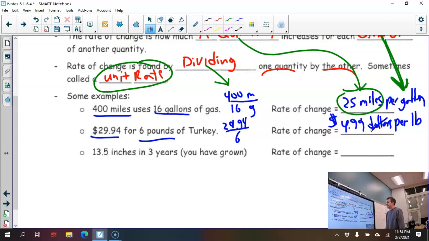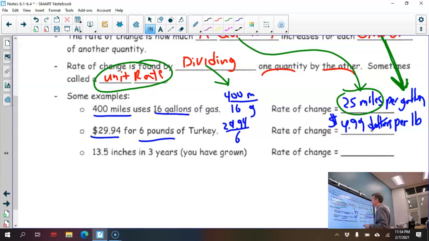All right, and again, we just got that by dividing. So for turkey, the rate of change is $4.99 for every 1 pound, every 1 unit. That's what the important thing is. How much change per 1 unit? Let's go to the next one.